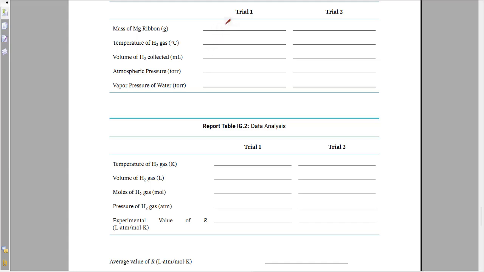So just by way of some sample data here, if I were to read that in LabFlow, maybe I'm given something like 0.035 grams of magnesium ribbon. It's going to show me a thermometer. Maybe I measure the temperature in the room, 22.1 degrees Celsius. I read the eudiometer, and I'm going to read something like 30.52 milliliters.